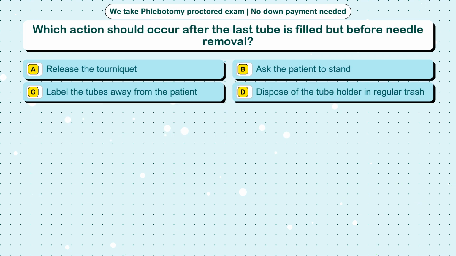Question 11. Which action should occur after the last tube is filled but before needle removal? Option A. Release the tourniquet. Option B. Ask the patient to stand. Option C. Label the tubes away from the patient. Option D. Dispose of the tube holder in regular trash.